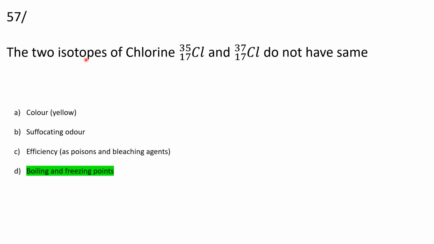Then the two isotopes of chlorine, that is chlorine-35 and chlorine-37, do not have the same, but they don't have the same quality. The options are color, that is yellow, suffocating odor, efficiency as poisons and bleaching agents, and option D is boiling and freezing point. So the character that they both have different is the boiling and freezing point.